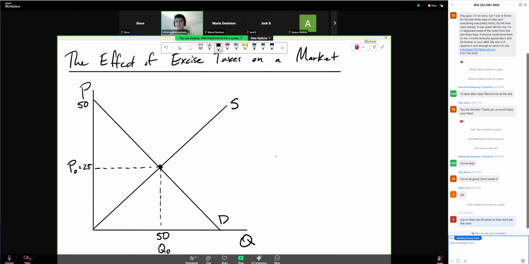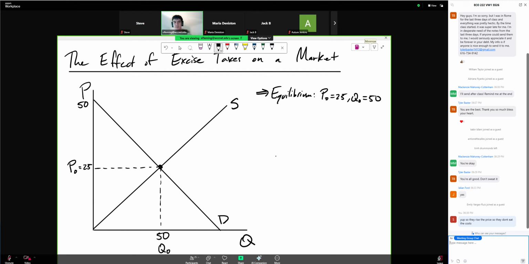So originally, let's look at what the situation here is. Originally we have equilibrium at P0 equals 25 and Q0 equals 50. Okay, that's the original equilibrium.